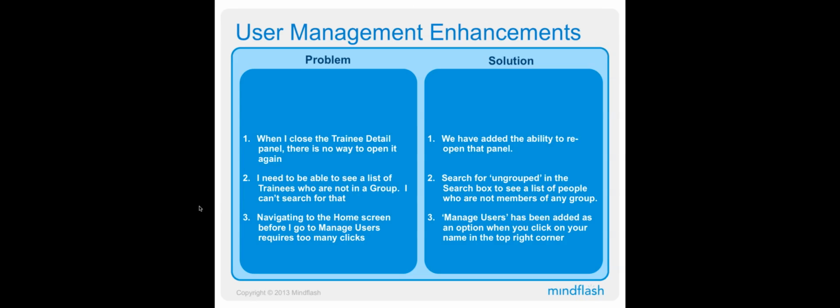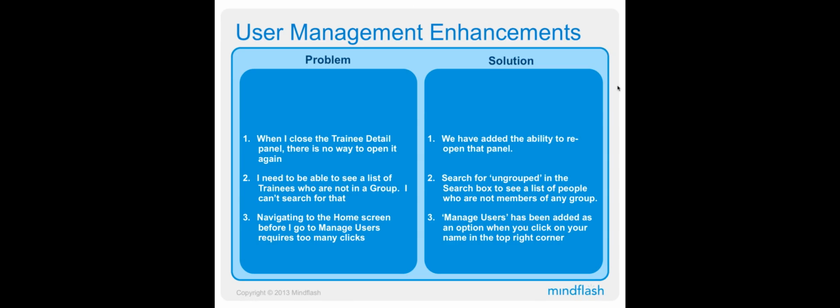The first is that the trainee detail panel, the panel that pops open when you click on a person, once you close it, there was no way to open it again without clicking around on different people. So we have added a way to open that after you've closed it.